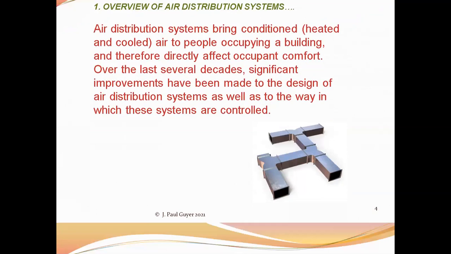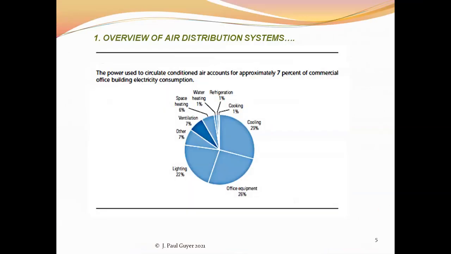Now, on average, the fan that moves the air-conditioned air throughout a typical commercial or office building accounts for about 7% of the total energy consumed by the building. So a reduction in the power requirement for the fan can result in significant energy savings.